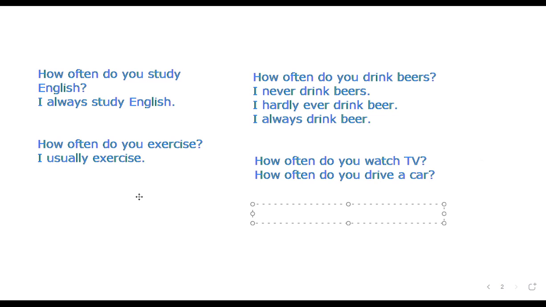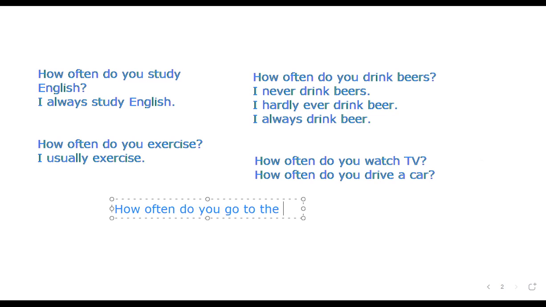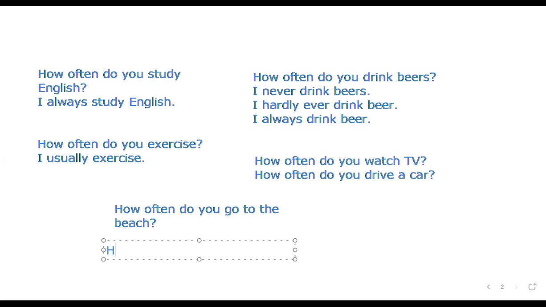Any other question? Two more questions and we are done. Dos más y nos vamos. How often do you go to the beach? Okay, explain how often do you go to the beach? And another question is, how often do you drink water? Okay, excellent. I have these two questions. How often do you go to the beach and how often do you drink water? So an answer, please.